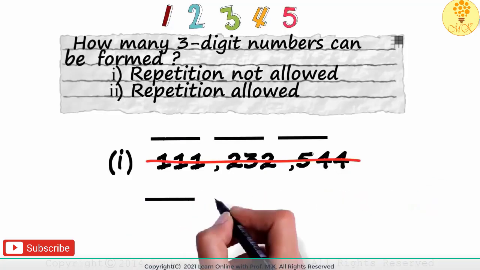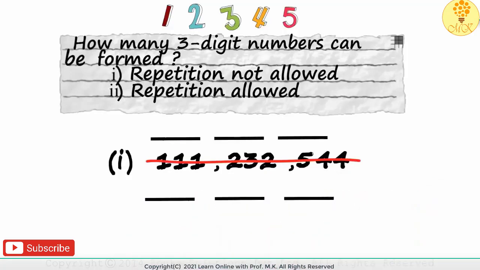So let's make 3 slots for the digits again. Now you can start thinking. How many 3-digit numbers can be formed if repetition is not allowed? Before you think of the 3-digit numbers, look at the slots individually. Let's look at the first slot or the hundreds place. In how many ways can you fill the first slot? It is a simple question. You don't need to know permutations or combinations for this.